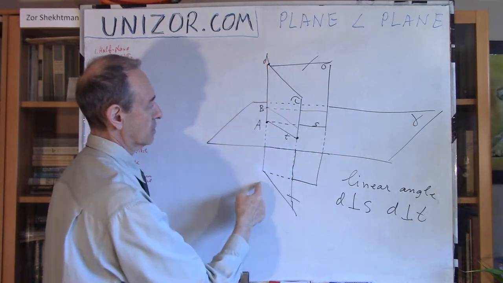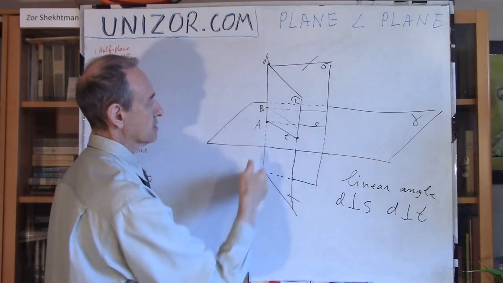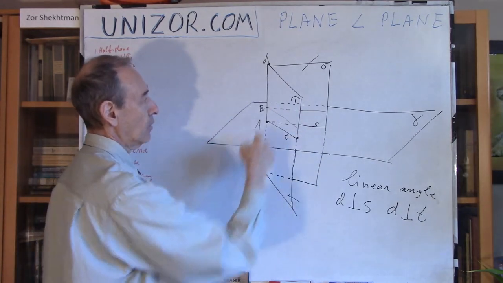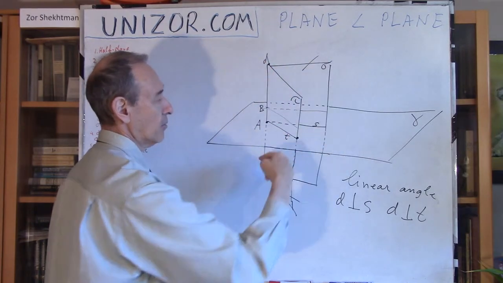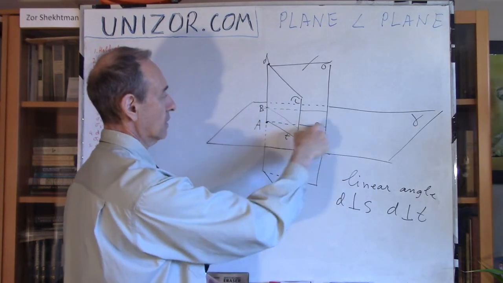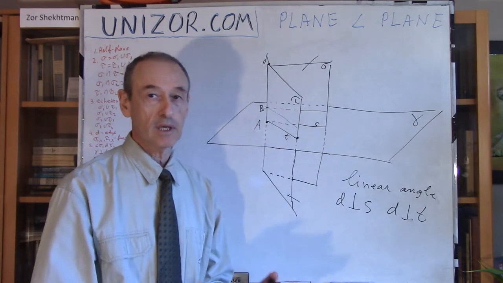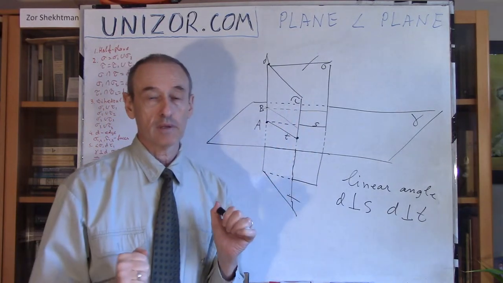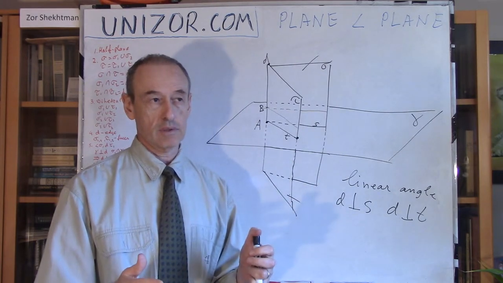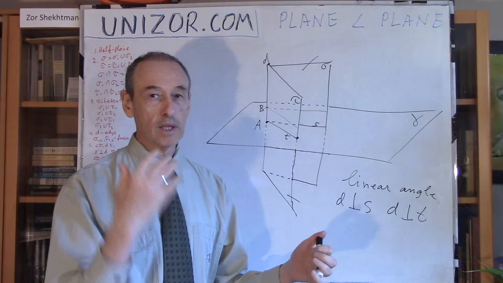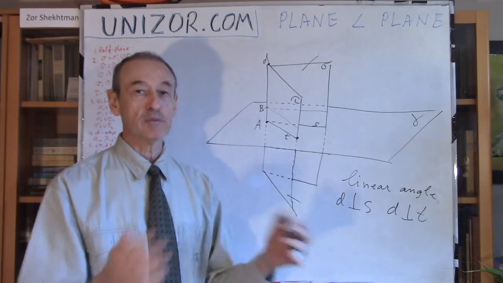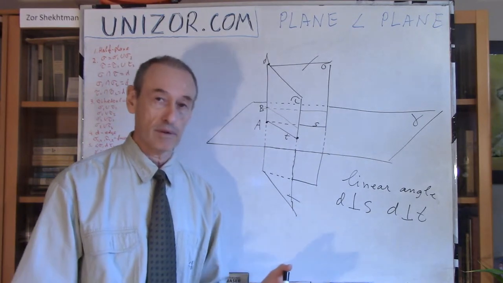And then you have a line D and line T, and these two lines intersecting, obviously, perpendicular to each other, they define the plane tau, and S and D define the plane gamma. So again, if you have a linear angle defined by S and T, you can completely rebuild back the dihedral angle. So they both uniquely define each other. Dihedral angle has one and only linear angle, and linear angle has one and only dihedral angle, and both can be effectively constructed from one or another.